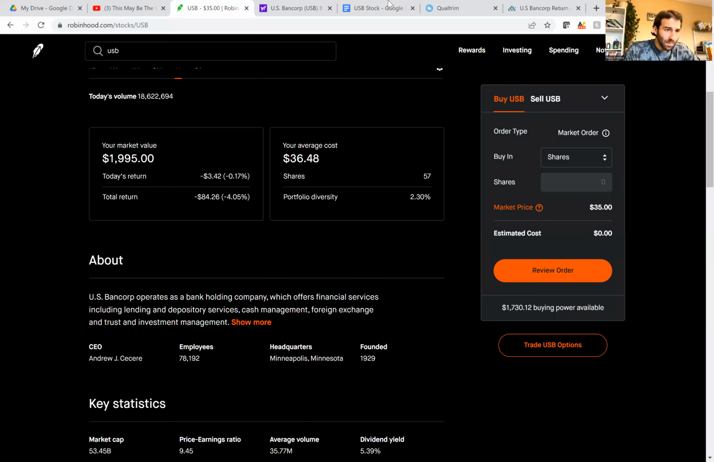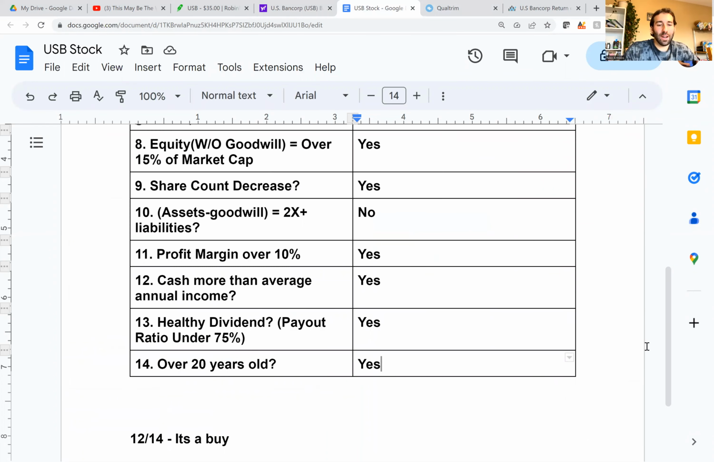So all in all, we're looking at a score of 12 out of 14, which is a higher score than most stocks that I analyze. So I'm considering this a buy, and that is why I am invested into US Bank.